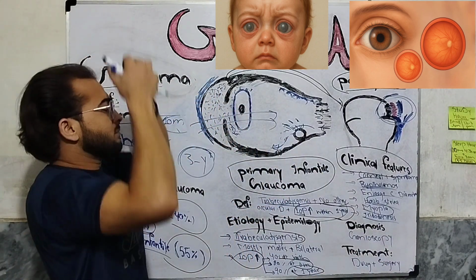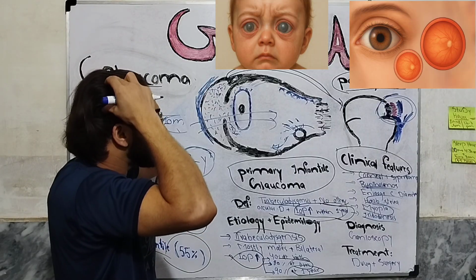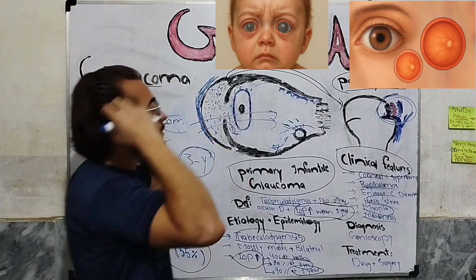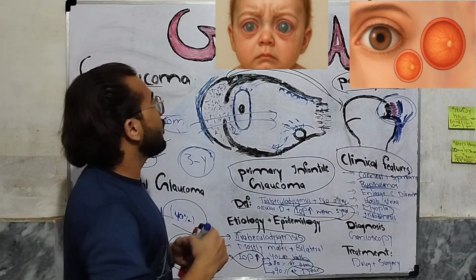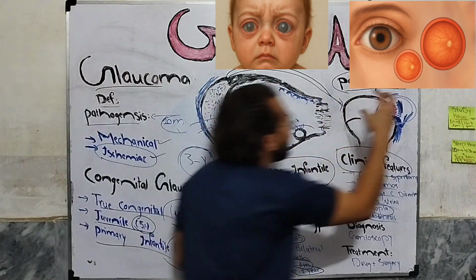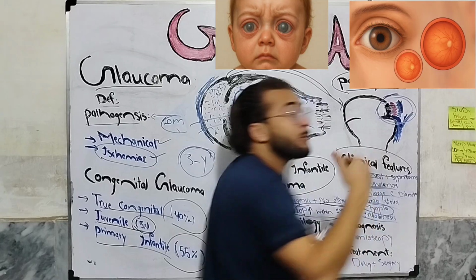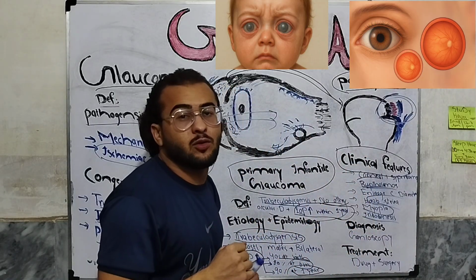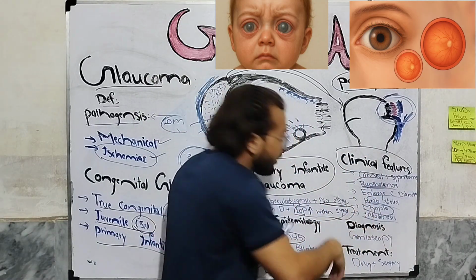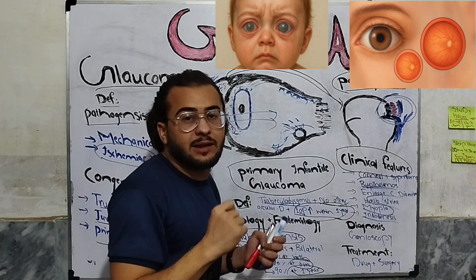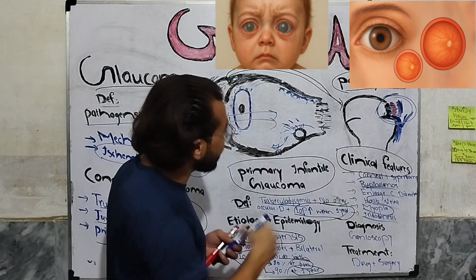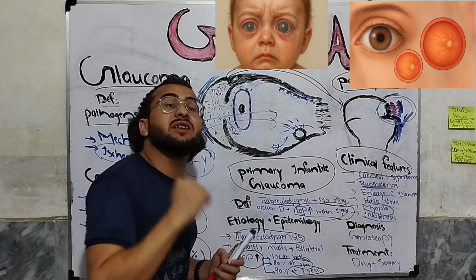Now, how can we diagnose the condition? The condition can be diagnosed with gonioscopy. Gonioscopy is the evaluation, the analysis of the trabecular meshwork through a gonio lens. We will discuss these different procedures for glaucoma in detail in a separate lecture. So remember, this is the evaluation of the anterior chamber angle.